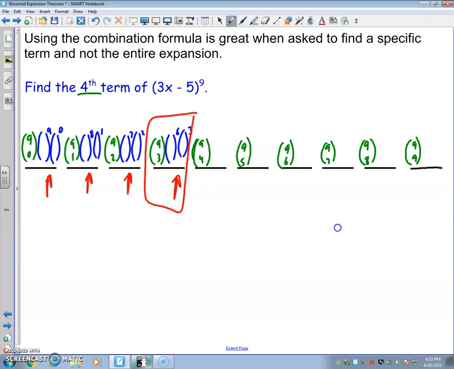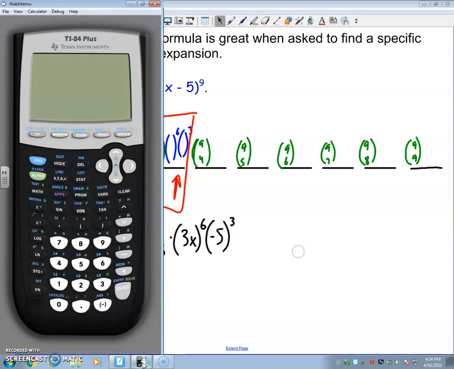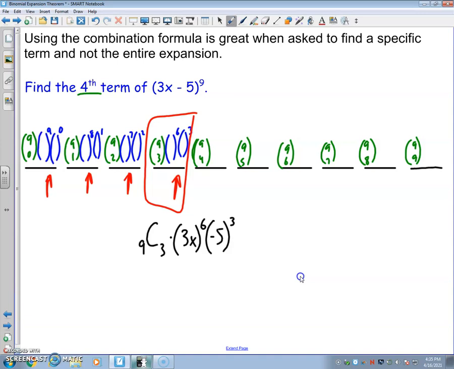So let me actually write this out the correct way, the full way. So we have 9 choose 3 to get the binomial coefficient times 3x all to the 6th power times negative 5 all to the 3rd power. And I'm going to find those. So 9 choose 3 is 84. So it'll be 84 times, I need to take care of these parentheses exponents.